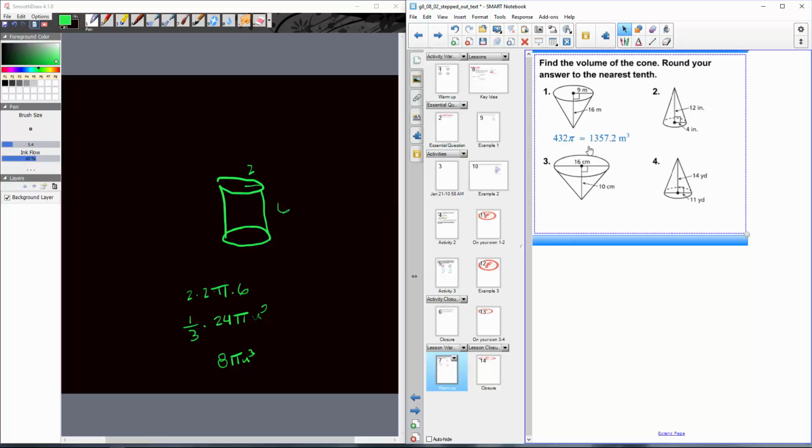All right, so the first one is 432 pi. The second one is 64 pi. This one here is about 640 over 3 pi. And this one here is 847 over 6 pi.